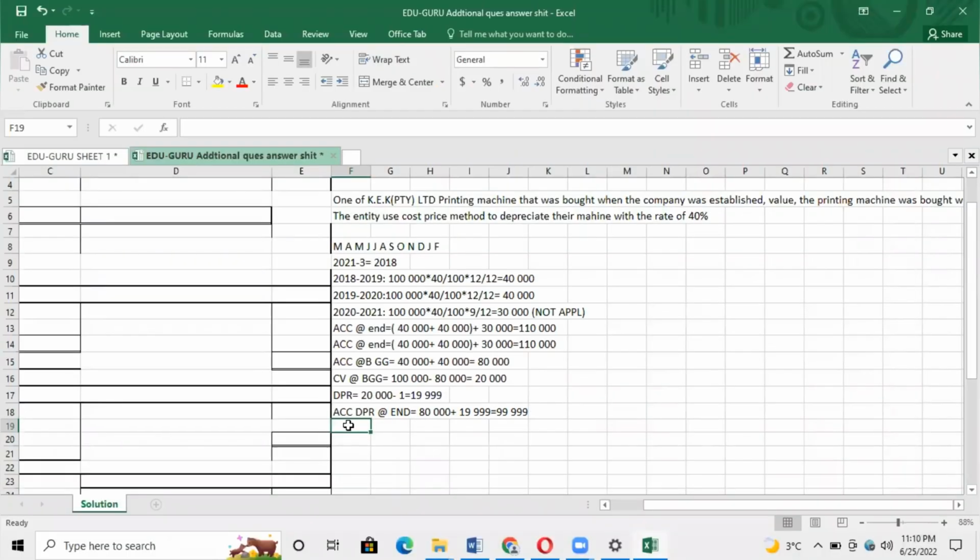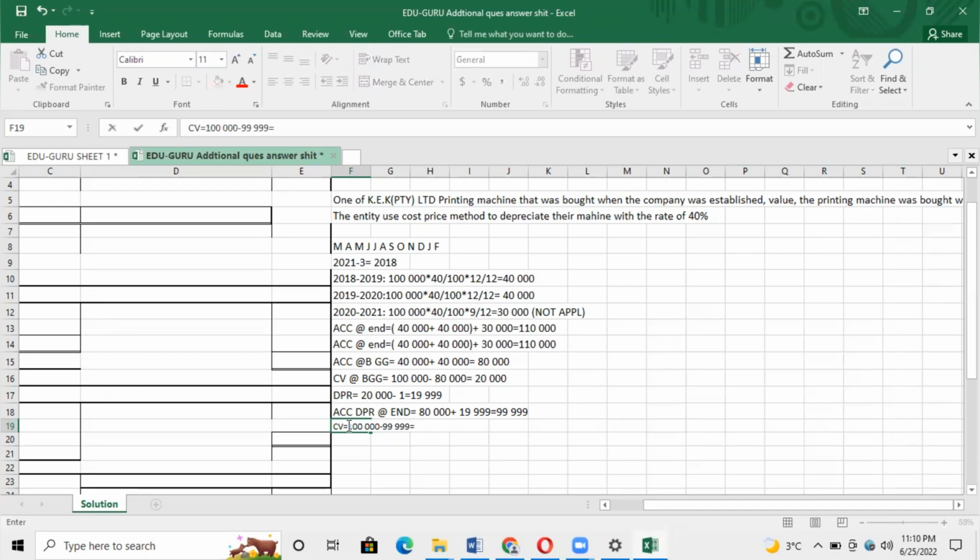So now we know our accumulated depreciation at the end is applicable. Why? Because our cost is higher than accumulated depreciation, which will not lead us to have negative assets. So now applying our carrying value formula, carrying value is going to be how much? It's going to be 100,000, then subtracted by my accumulated depreciation at the end of 99,900.